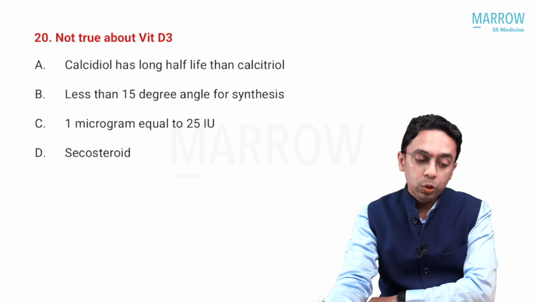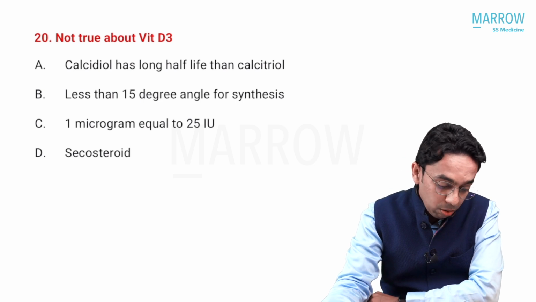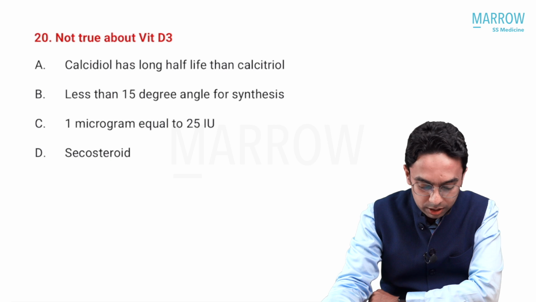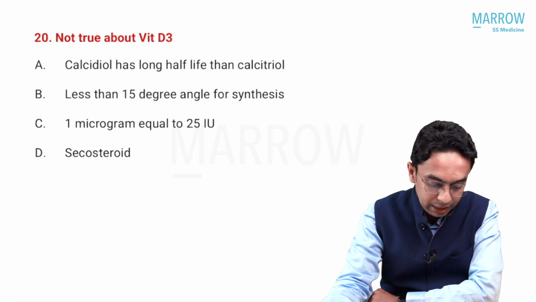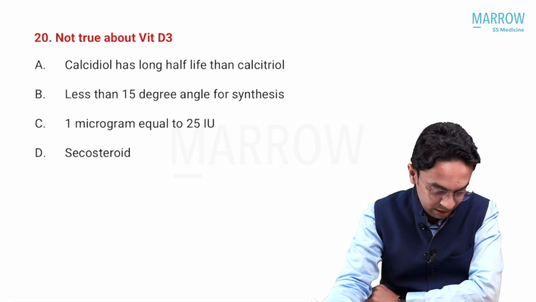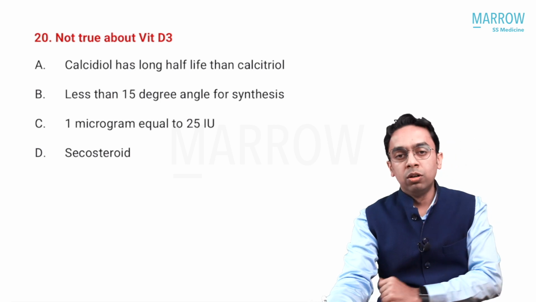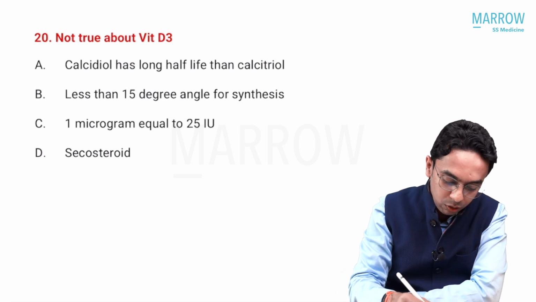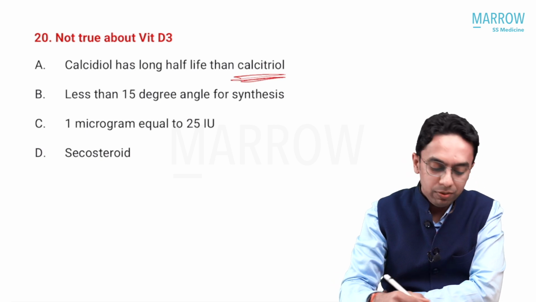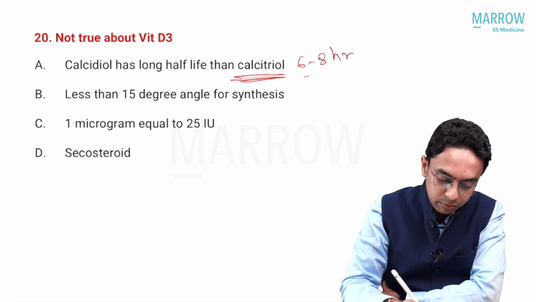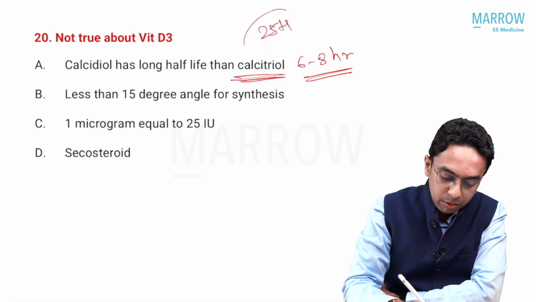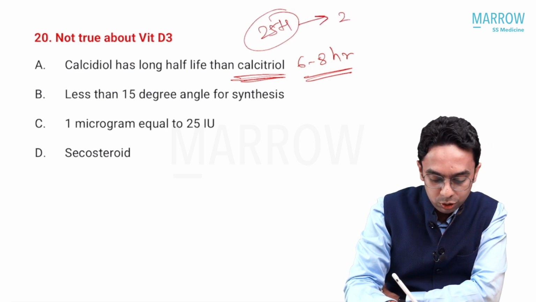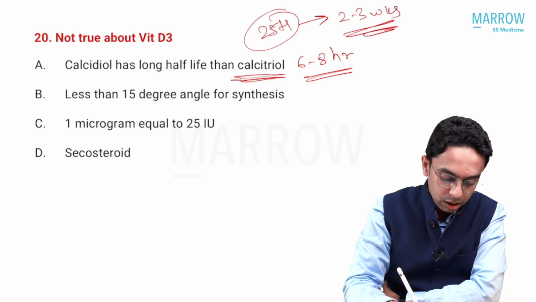Okay, coming to question number 20. Not true about vitamin D3. Calcidiol has a longer half-life than calcitriol; less than 15 degree angle for synthesis; 1 microgram equals 25 international units; or it is a secosteroid. See, we know that calcitriol has a very short half-life, around 6 to 8 hours. We have discussed this many times. And 25-hydroxy vitamin D has around 2 to 3 weeks. Okay, so this is correct.